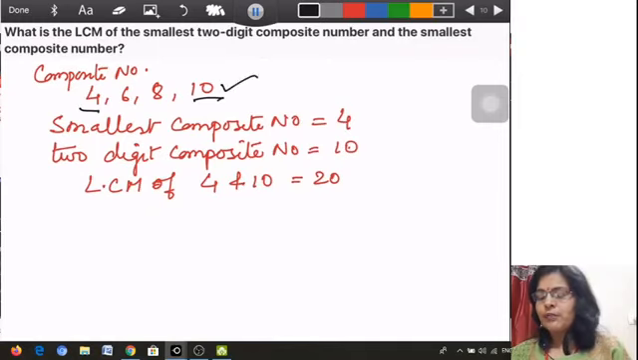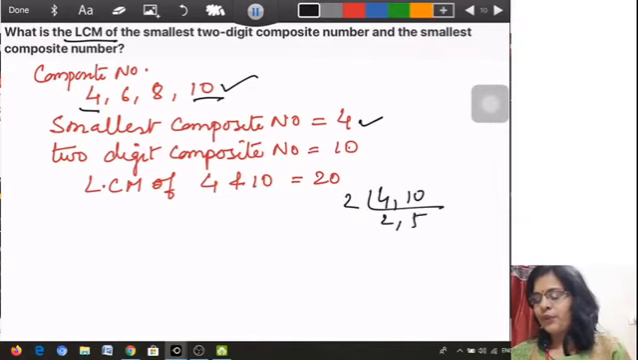So the smallest composite number is 4 and the smallest two-digit composite number is 10. Now we will find the LCM. 2 twos are 4 and 2 fives are 10. So LCM will be 2 into 2 into 5, which is 20.